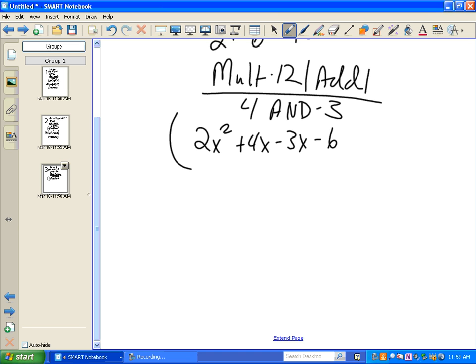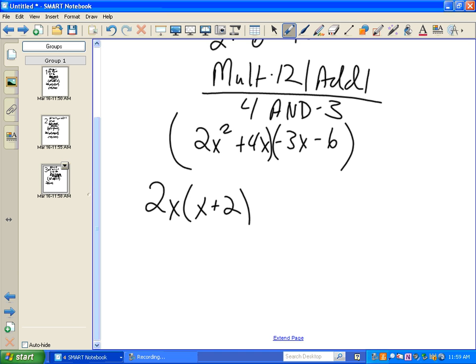From here, we group. 2x squared plus 4x. What can we take out of there, Finn? 2x. Good. And what are we left with, Finn? Good. Negative 3x minus 6. What do we take out of there, Jamie?